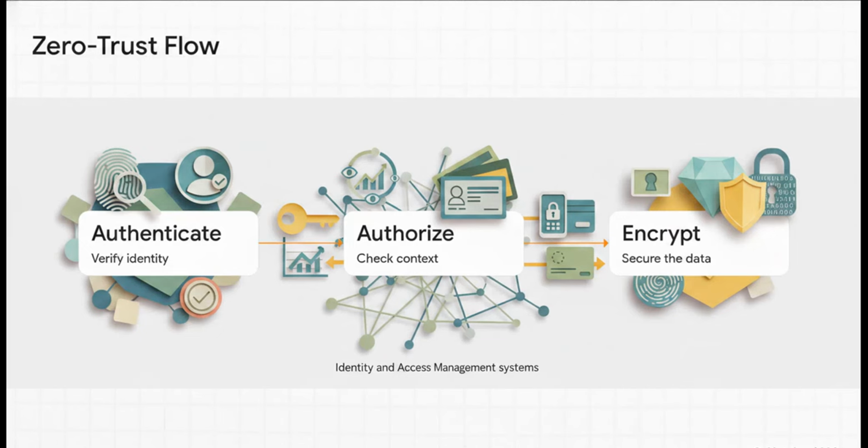To actually pull off a zero-trust model, engineers rely on a constant, super granular verification loop. First, you authenticate the identity. Next, you authorize the context, like why are you trying to access this specific file at 3 a.m.? And third, you encrypt the data. It's an endless cycle relying on complex identity and access management systems and, of course, multi-factor authentication.